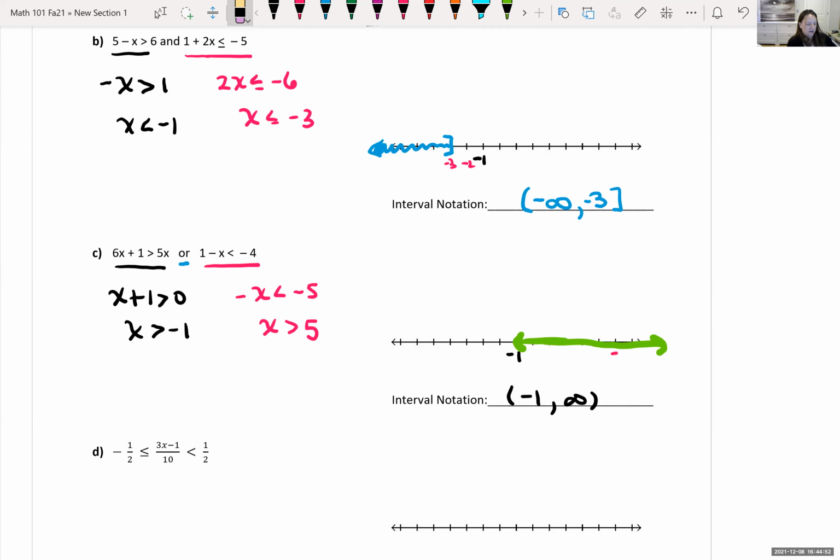So now we have a compound inequality. Couldn't get the word for it a few minutes ago. Negative 1/2 is less than or equal to 3x minus 1, which is divided by 10, and then less than 1/2. So solve that compound inequality.